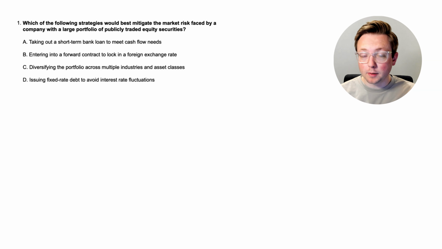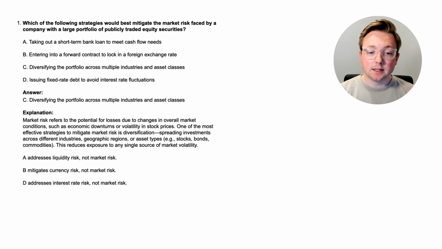Now, again, if you don't know what market risk is, or you don't really know how these strategies would help, that's okay. If you want to give this a try and give it a guess, then go ahead and pause the video. If not, let's go ahead and take a look at the explanation together. All right, here we are. The answer is C, diversifying the portfolio across multiple industries and asset classes. So this, out of these options, would be the best strategy in this case. So let's walk through this.